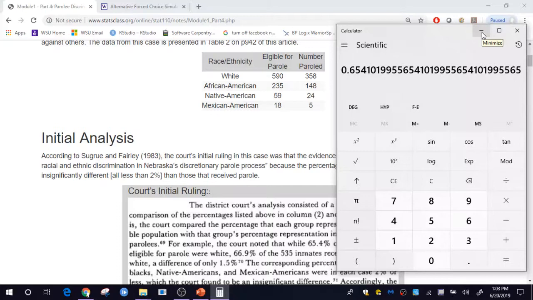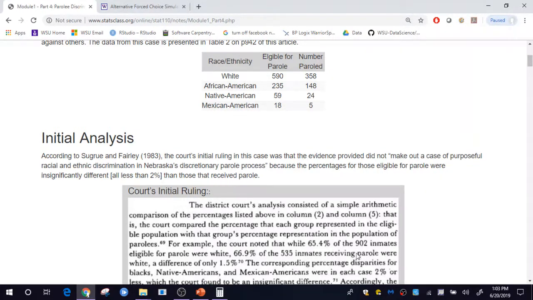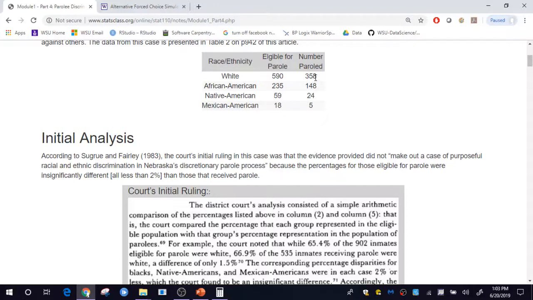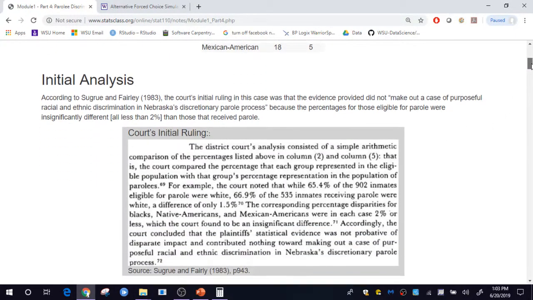So of the individuals that were eligible for parole, 65% of those were white. They then looked at how many whites received parole. So they did that same thing over here with the right-hand column. They took the 358 plus the 148 plus the 24 plus the 5. There's 535 individuals that got parole. What proportion of those were white? They took the 358 and divided by 535. And here they're saying they got 66.9%.